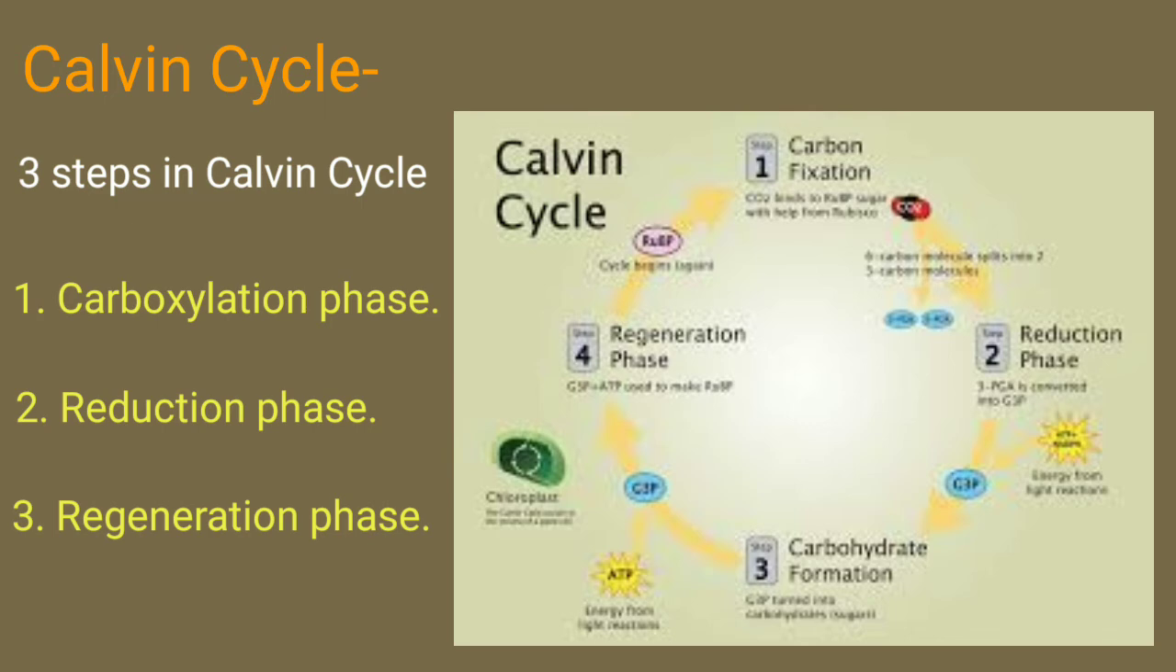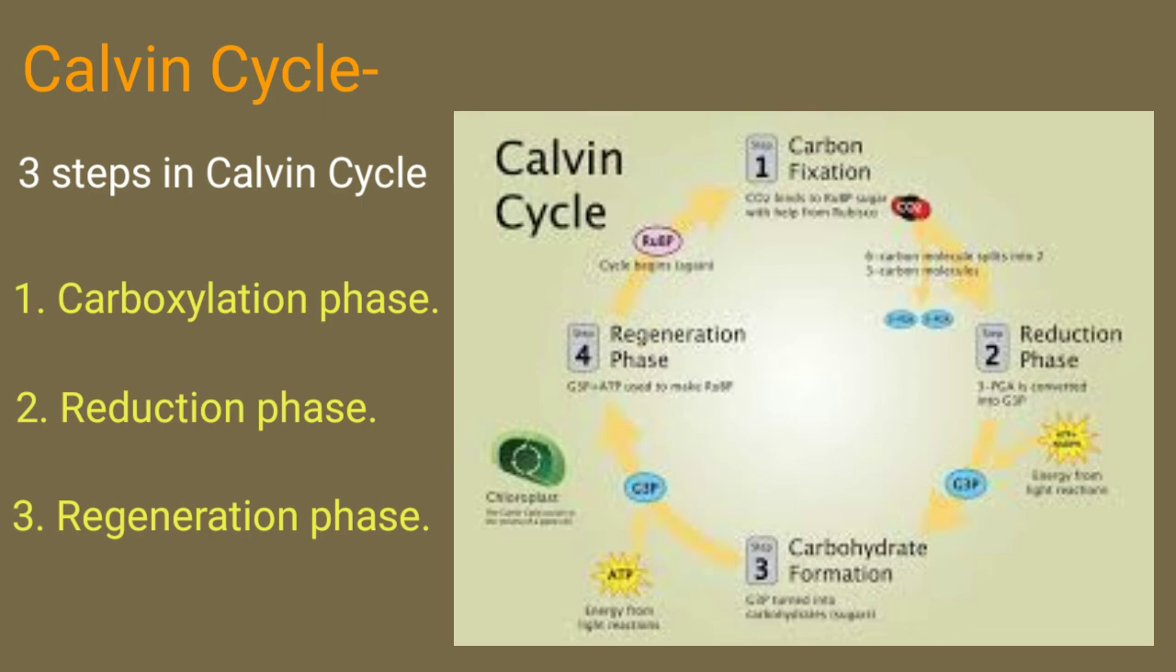and in that way it finally produces a stable compound which is called 3-phosphoglyceric acid, or that is also called 3-phosphoglyceraldehyde. So this is how the carboxylation process takes place. That is the carbon dioxide fixation there in the stroma of the chloroplast.